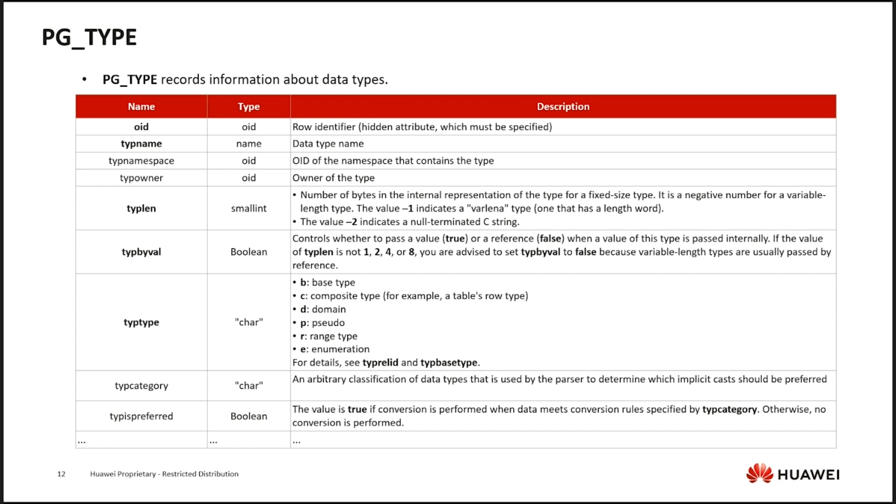Typbyval indicates whether to pass a value over a reference. For example, the int type is passed by value, and the varchar type is passed by reference. Typtype indicates which type the current type belongs to. For example, the letter b represents a basic type, while c represents a composite type.